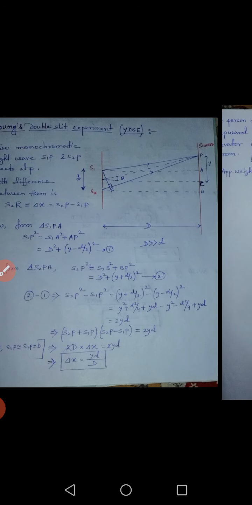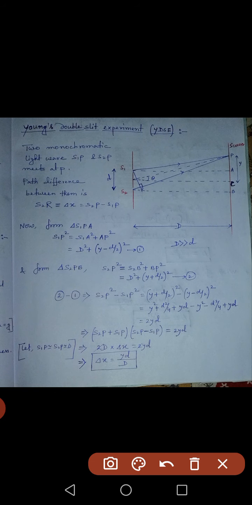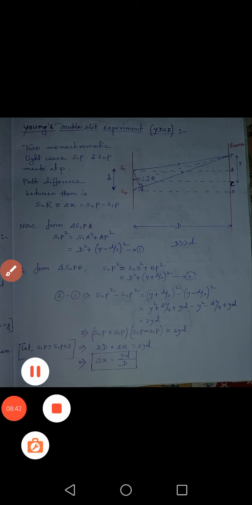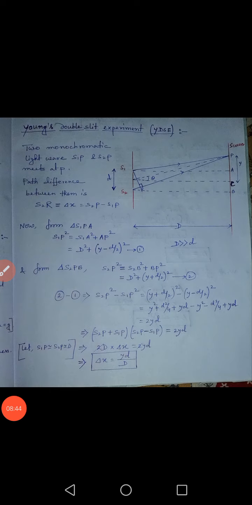Minimum means dark, maximum means bright. From where are we measuring all these distances? From the central maximum, isn't it? Because y is nothing but the distance that we measure from the central maximum, from C. So I think this much is clear. Then in the next class we will discuss diffraction.